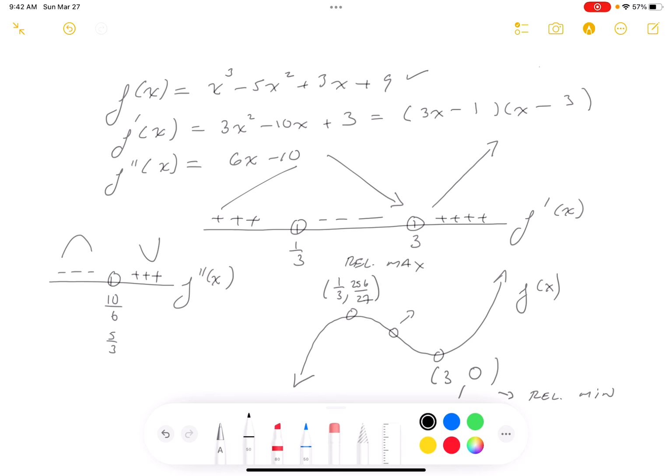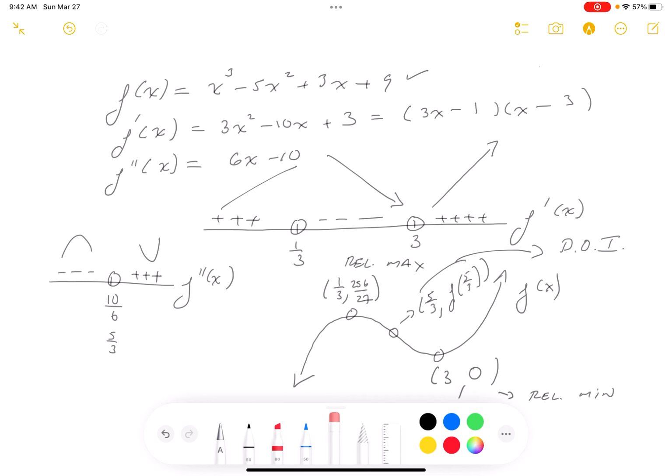Again, I'm not saying I'm doing a terribly good job of accuracy in the scale, but that doesn't matter to me. I'm just getting a feel for the picture. 5/3. You know what I'm going to do? I'm not going to evaluate it, and I always take a risk in evaluating something and doing it wrong. I'm just going to say f of 5/3. And what's this thing over here? It's a point of inflection.